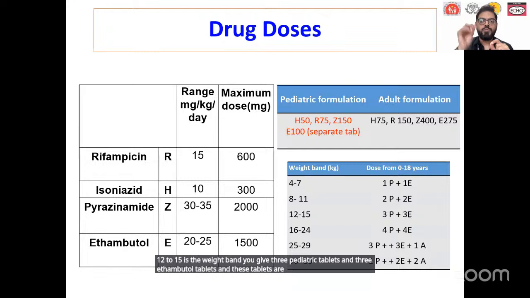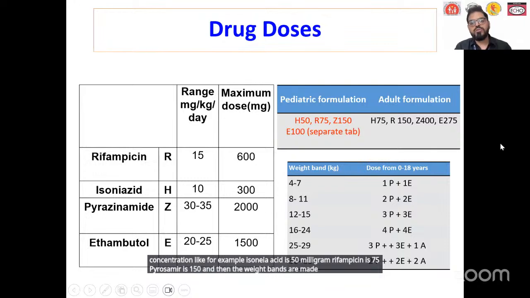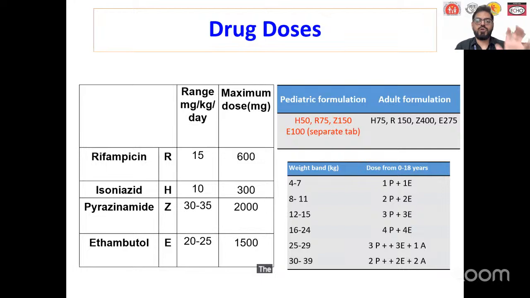That means you put the tablet in half a glass of water or orange juice or something like that, and they dissolve instantaneously within 45 seconds to 1 minute, and the child can just gulp the fluid. So it is the ease of administration of these tablets, and the concentration, like for example, isoniazid is 50 milligram, rifampicin is 75, pyrazinamide is 150, and then the weight bands are made. So if we follow these weight bands, there is no way that the child will get an inadequate dose or be underdosed.